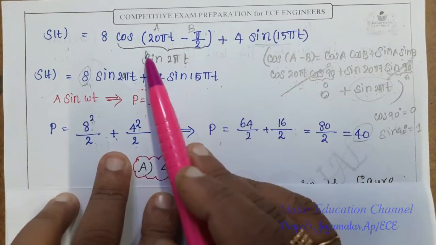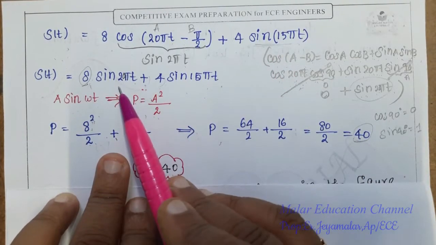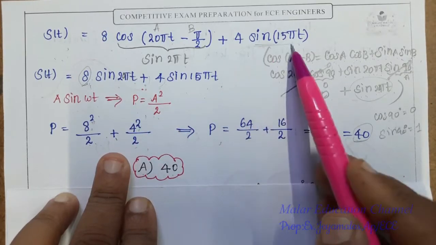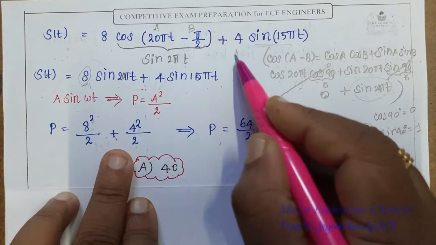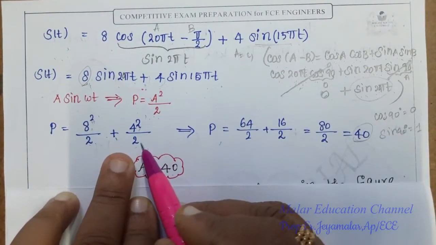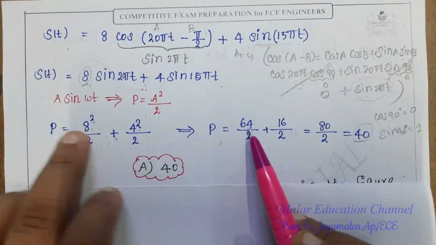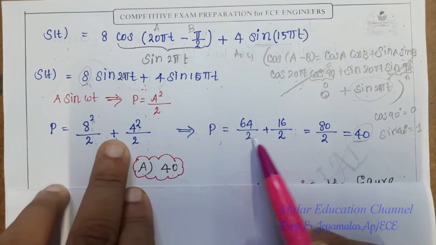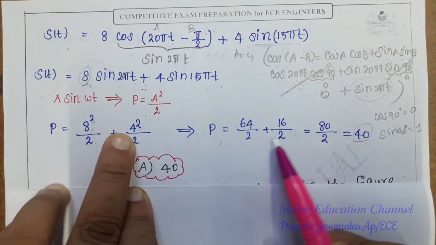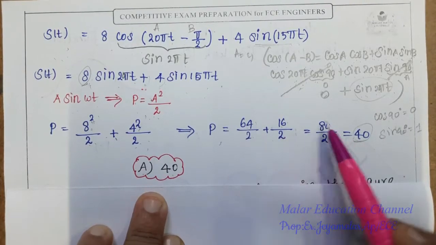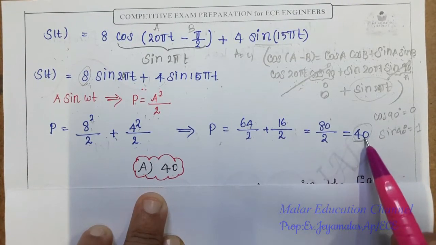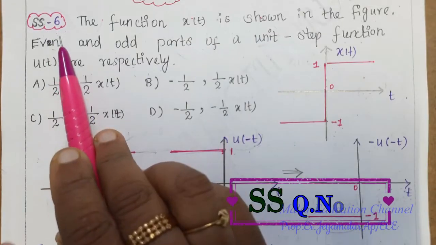The cos term is converted to sin term; here the second term is already in sin format. Its amplitude is A equal to 4, so 4 square divided by 2. Take LCM: numerator 8 square means 64 divided by 2, plus 4 square means 16 divided by 2. 64 plus 16 is 80, 80 divided by 2. The answer is 40.